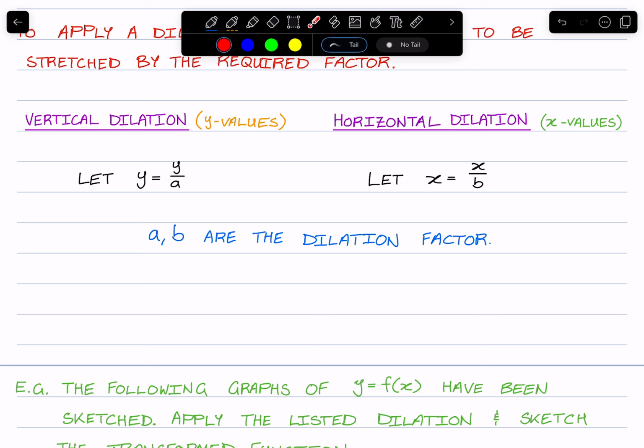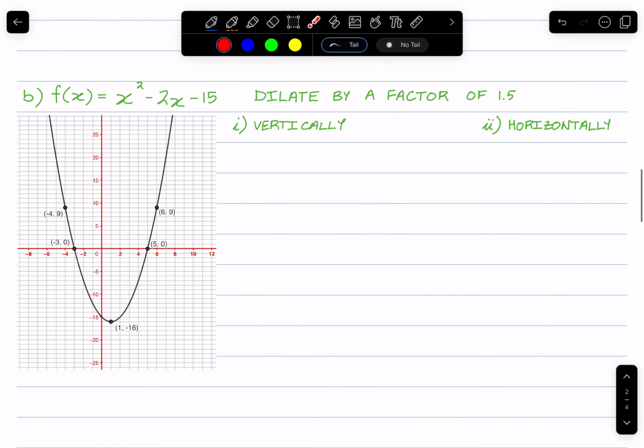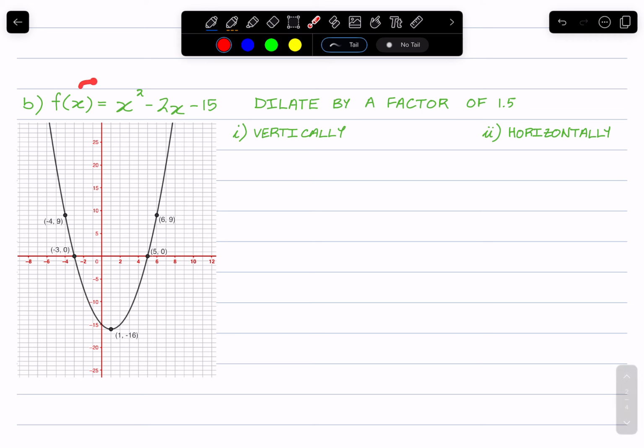Hello class, this is a continuation on dilations. So let's get straight into our second example. In this example, we're going to dilate this function by a factor of 1.5 this time.